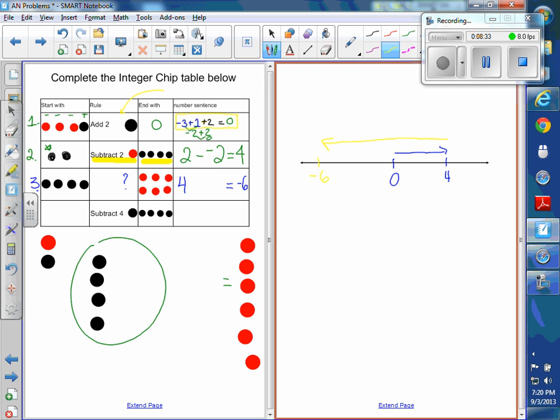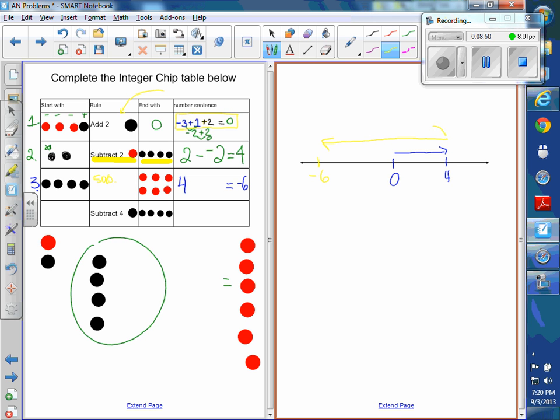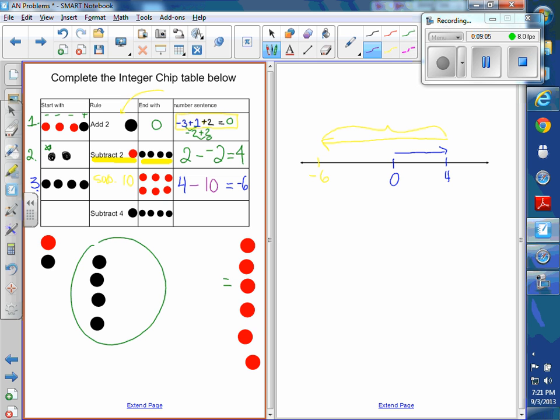So I could either think of this as a subtraction problem. And in that case, I would write subtract. And then keep in mind, if you look up here, this total distance would be 10 units. So I'm subtracting a positive 10. So my number sentence would be 4 take away 10. I think that's the easiest way to do it.